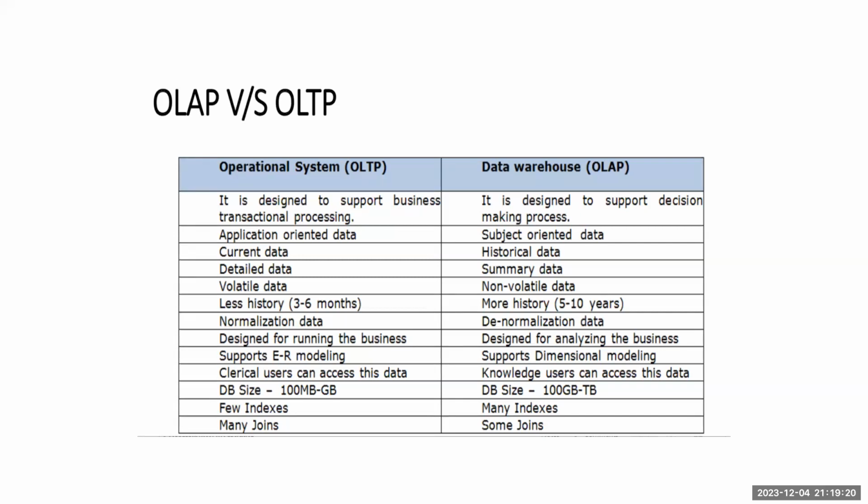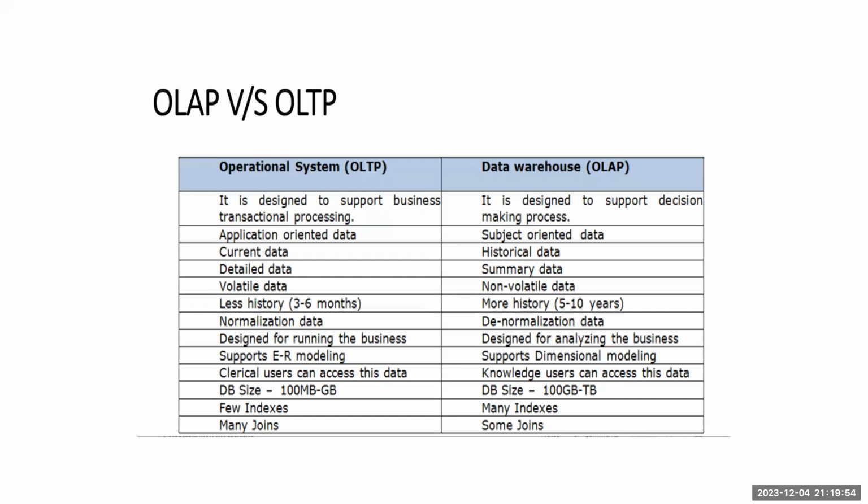Then OLTP is volatile data. Volatile means it will change. Suppose today I have done a cash deposit of 1,000 rupees. Tomorrow I will go and withdraw 500 rupees. Then my amount will be 500 in my bank account. So that is getting changed. But in the data warehouse, until and unless I pull the recent data, my account balance will still store that 1,000 rupees only. So that is non-volatile. Until and unless the user goes and refreshes the data, it will not change.